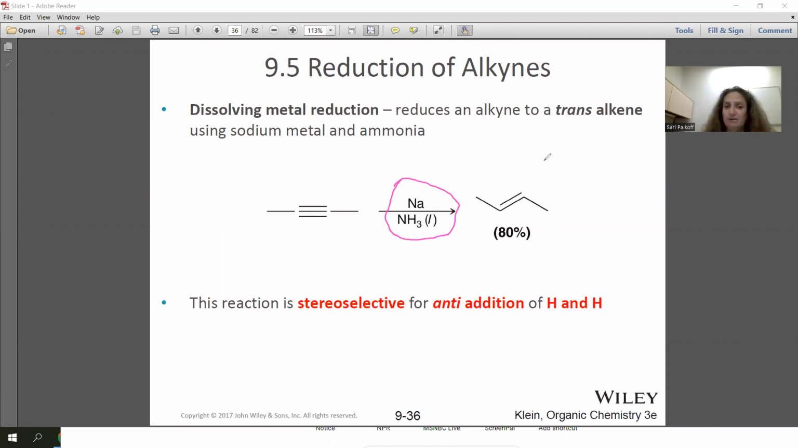I know they're very similar, but I'm not going to go into the mechanism. It's stereoselective for the trans. I think there's a radical intermediate. I don't totally remember the mechanism, but it's a very different mechanism where you add one side and then the other side. And because the trans intermediate is more stable, it's going to form the trans.